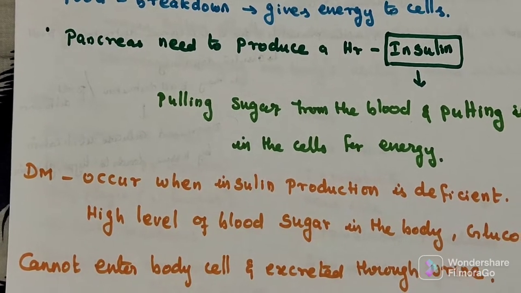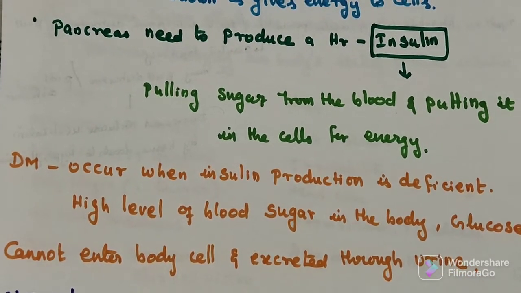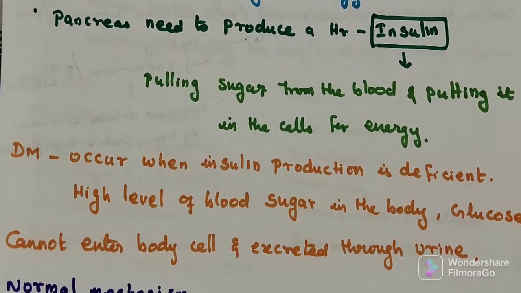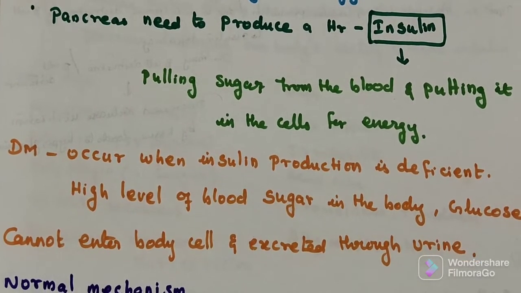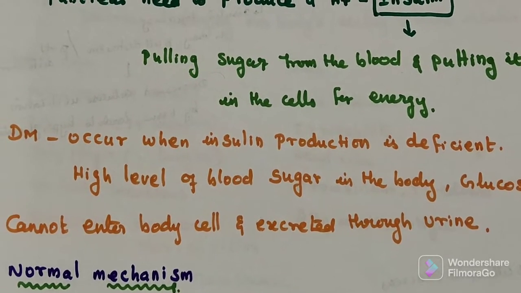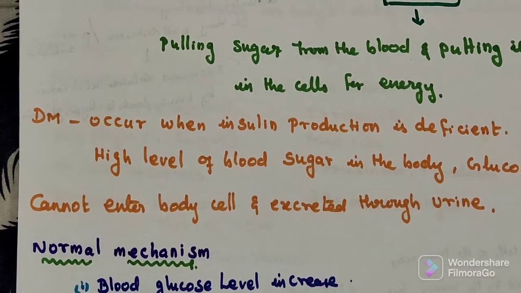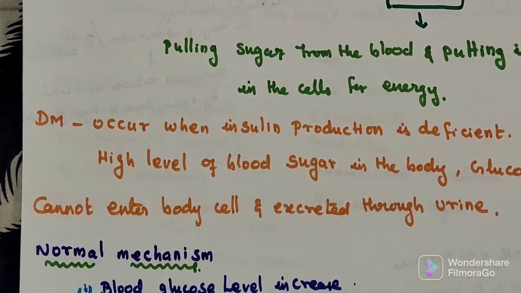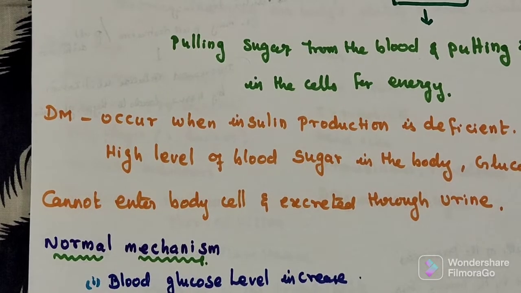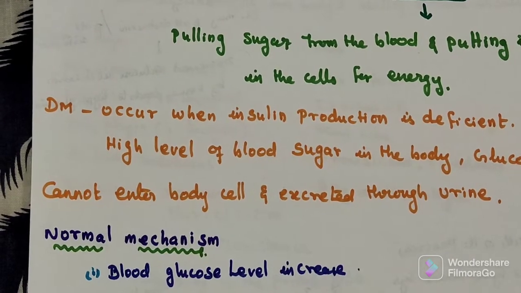Diabetes mellitus occurs when insulin production is deficient. This results in a high level of blood sugar in the body. Without insulin, our body's glucose cannot enter the cell and is excreted through urine, which results in its loss. An increase in the blood glucose concentration leads to loss of water from the cell via osmosis to the blood.